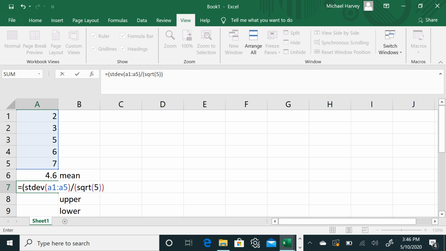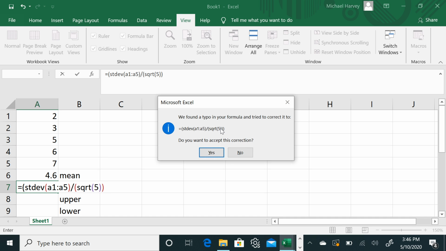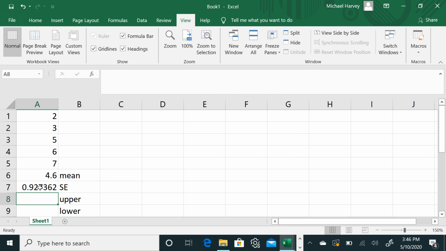Sometimes putting all these formulas in can be tricky, and you've got to make sure you have all the parentheses and stuff. Yep, messed it up, but there it is. That's right. Okay, that's what I want. So there we have the standard error.